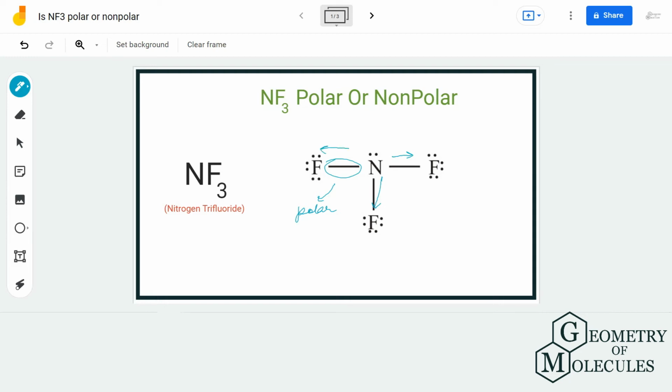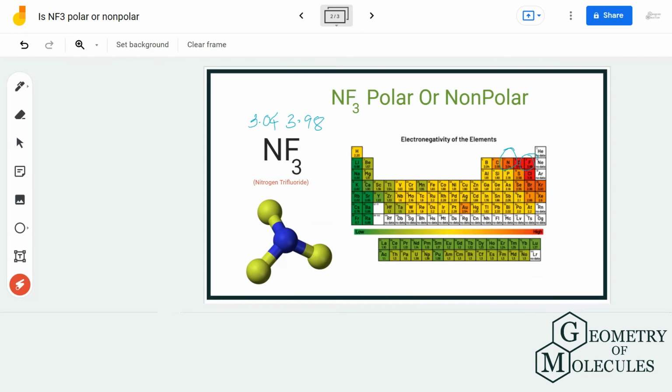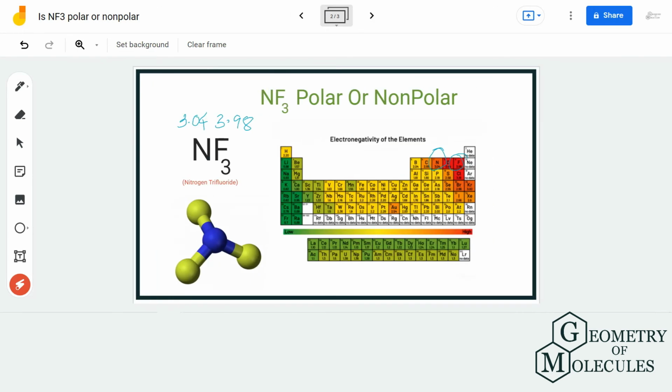So the direction of the dipole moment will be towards the fluorine atom, and it will be the same for all three fluorine atoms. Now if you look at its structure, there is a lone pair on the central atom, which also causes a little bend in the structure, and instead of cancelling these charges out, it doesn't do anything.